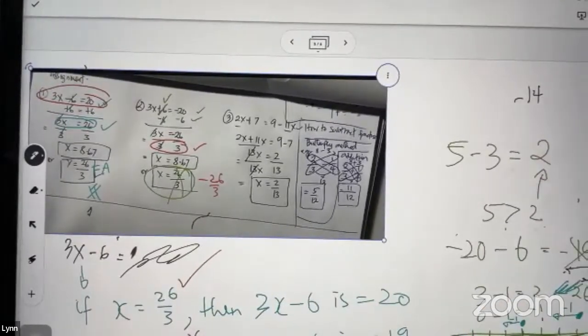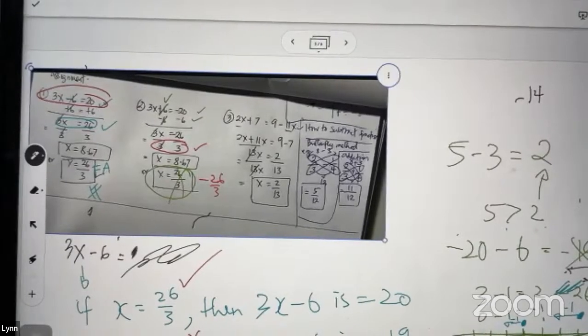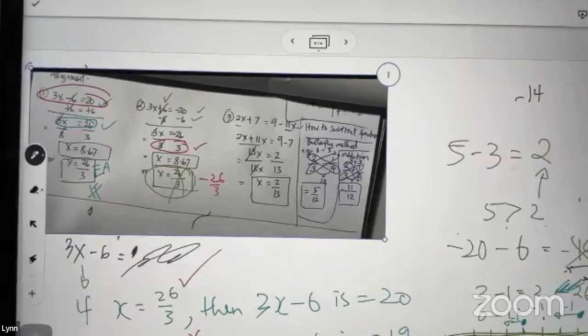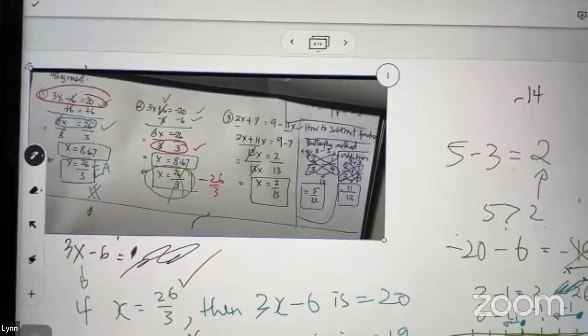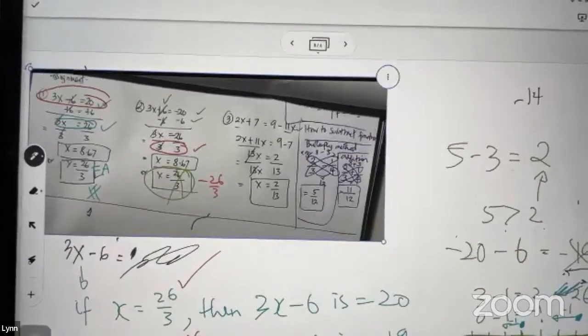Bye. Okay, Kirana, I can see you. Can you hear me? Yes. Okay, good, Kirana. Tell me, is everything done for holiday homework? Okay, no other problems?